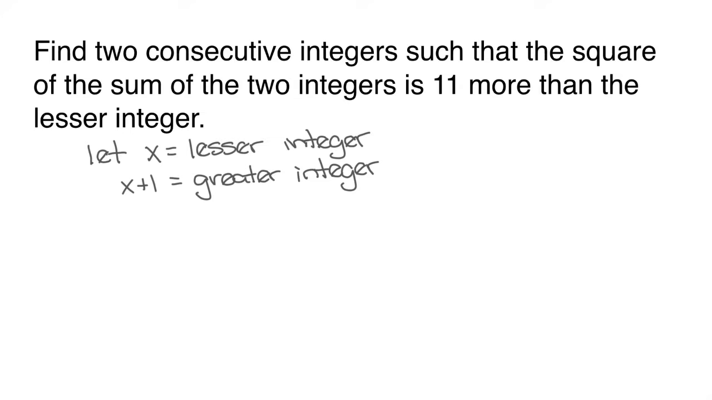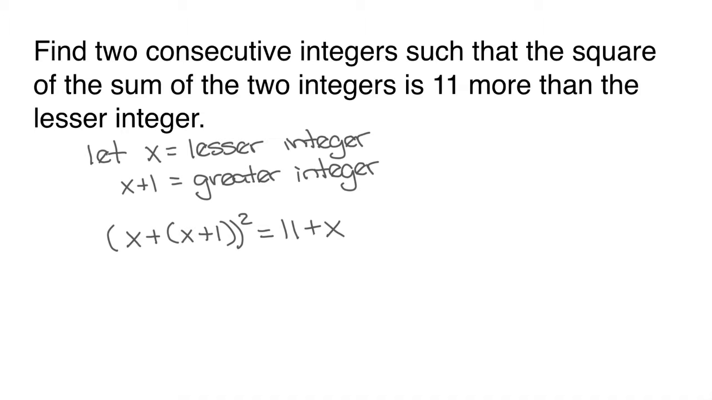Now let's use the information that we're given to write an equation. We know that the square of the sum of the two integers, so we will find the sum of the two integers, which is x plus (x plus 1), and then we have the square of that, is equal to 11 more than, so we have 11 plus the lesser integer. The lesser integer is x. So we have an equation, (x plus (x plus 1)) all squared is equal to 11 plus x.